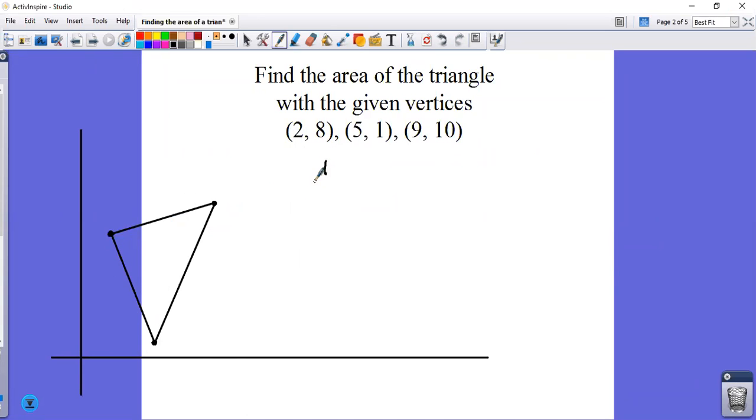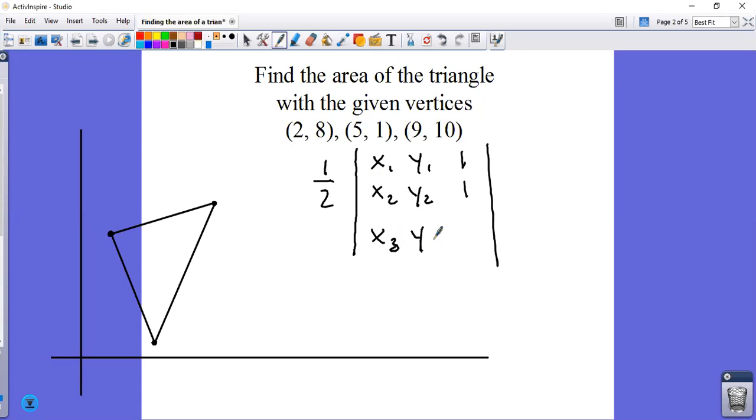The formula is 1/2. So there's still a half in it. And you take your 3 points, you take the X of your first point, the Y of your first point, and then 1 is the third. And it's always a 1 in the third one. Then you take the second point, Y of the second point, 1. You take the third point, the Y of the third point, 1. And when you put that in the calculator, you will get the area of that triangle. So numerically, it would be 1/2, and then it's 2, 8, 1, 5, 1, 1, 9, 10, 1.